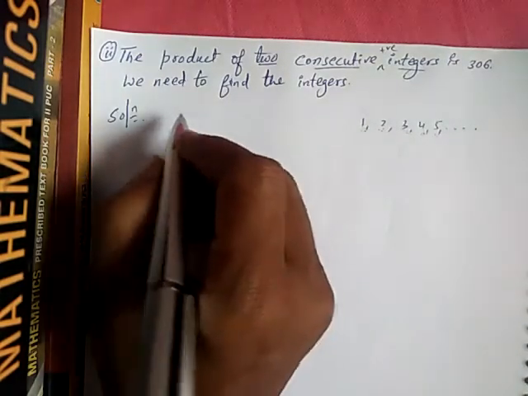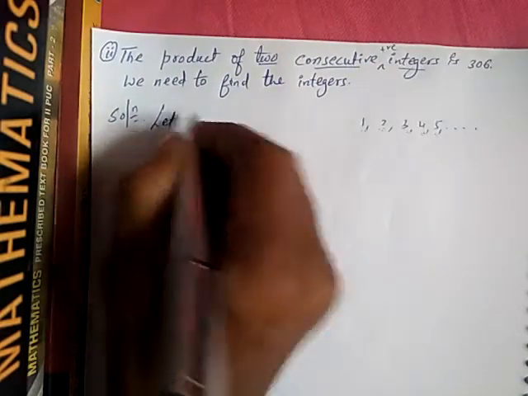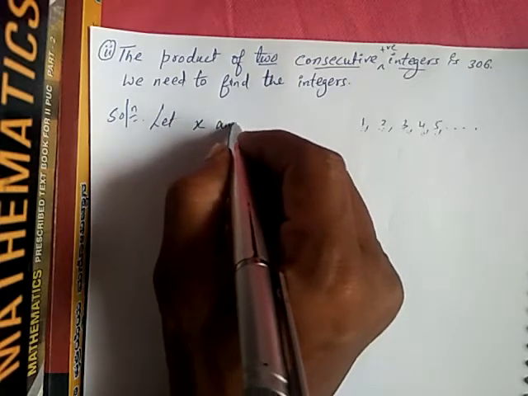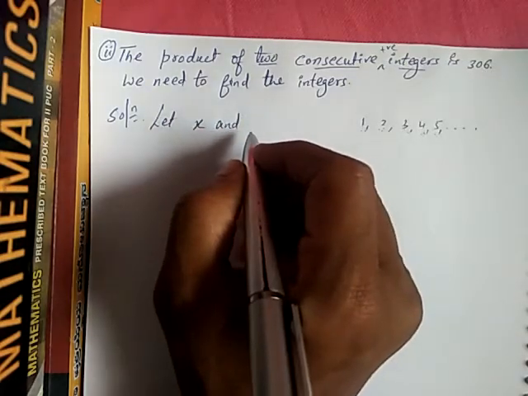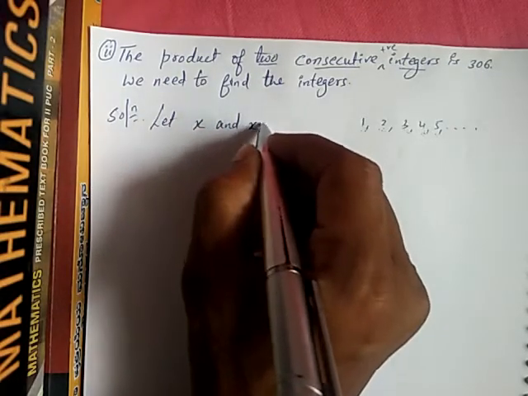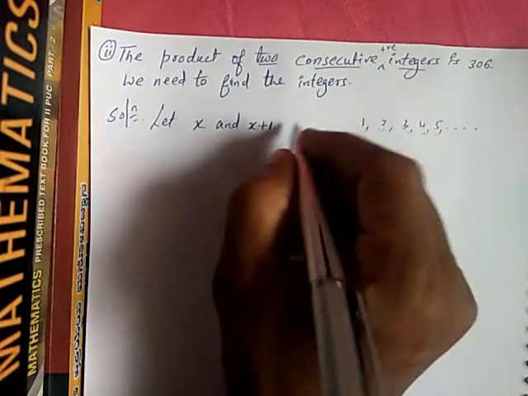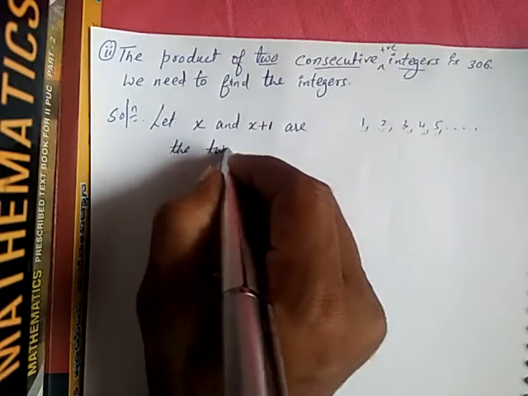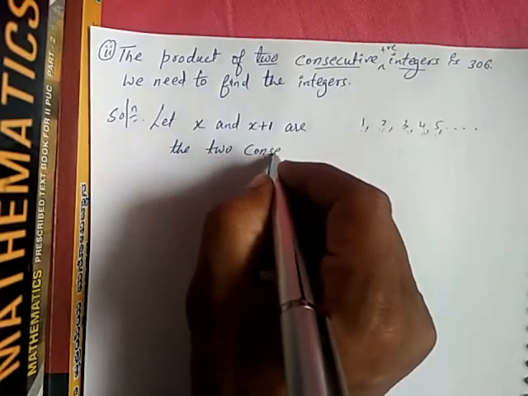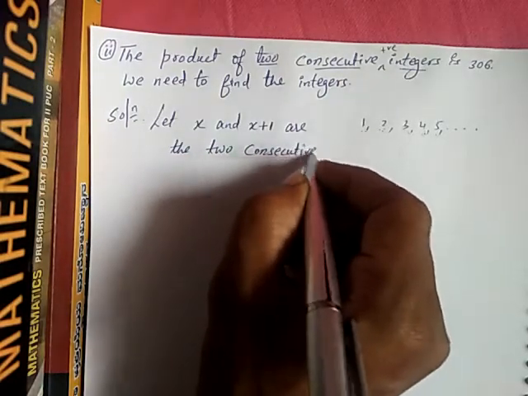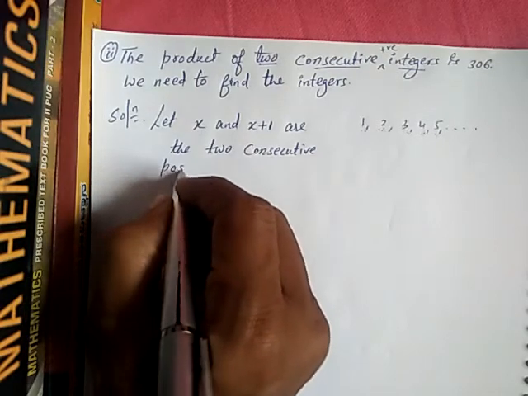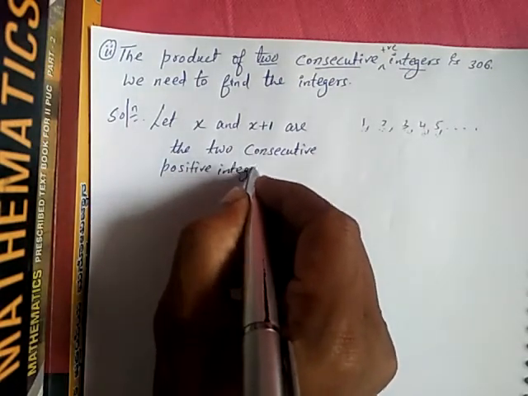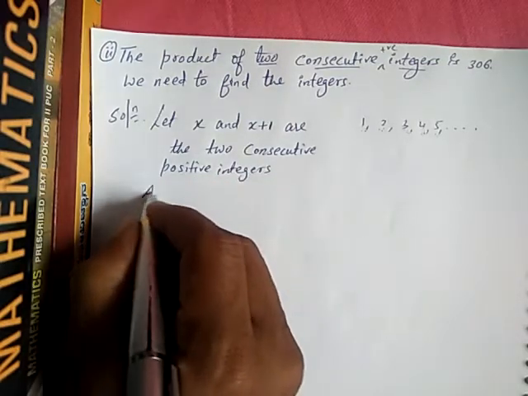Okay, now if you take like this, here you can consider x and x plus 1 are the two consecutive positive integers. Okay, this you can consider. So what is given according to the question?